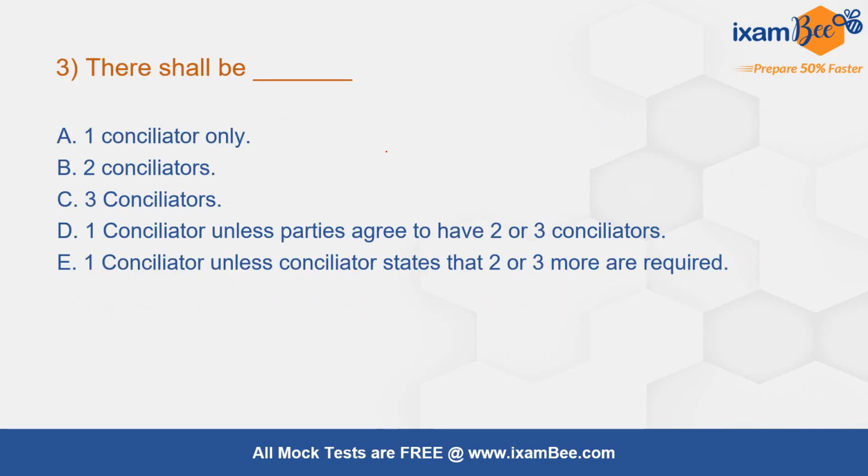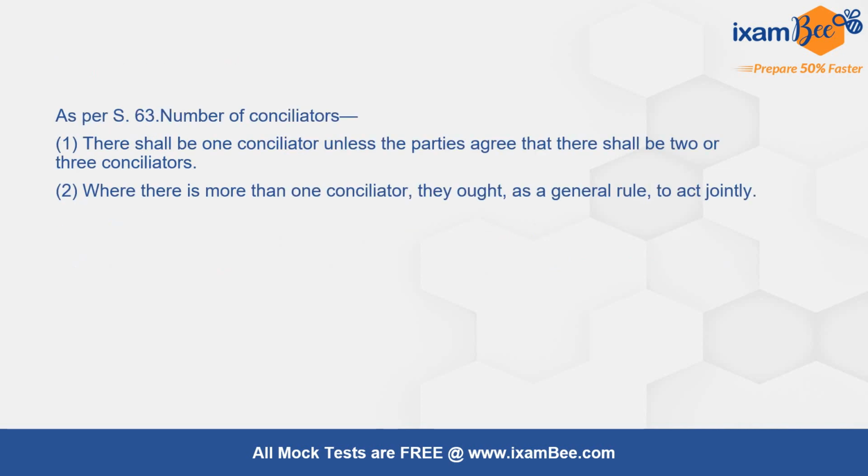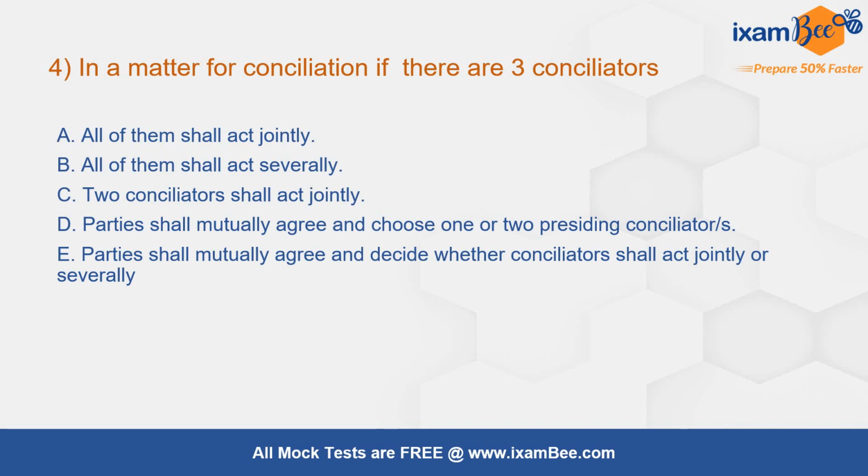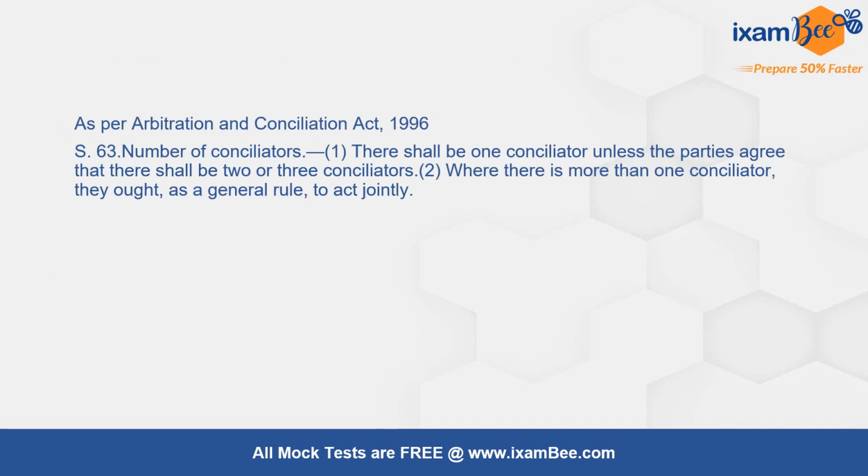Question number 3. How many conciliators should be there? The correct answer is one conciliator unless parties agree to have 2 or 3 conciliators. This is given in section number 63. Question number 4. In a matter for conciliation, if there are 3 conciliators, the correct answer is all of them shall act jointly. This is again given under section number 63 under Arbitration and Conciliation Act.